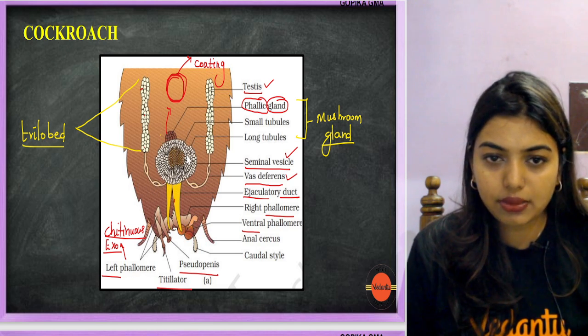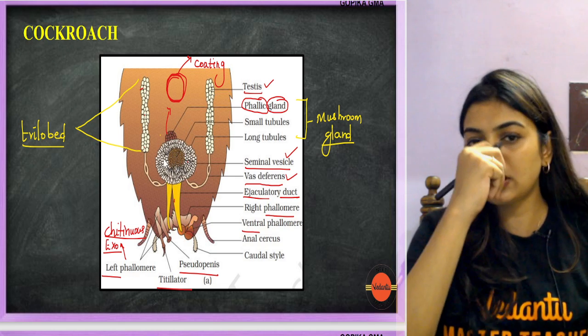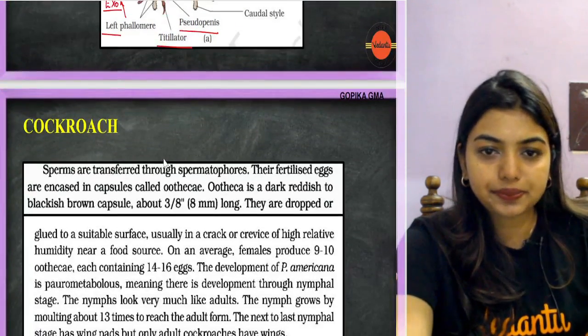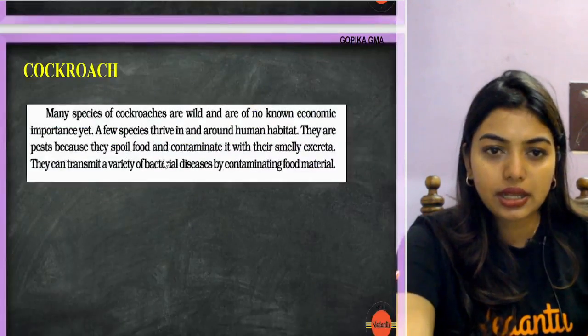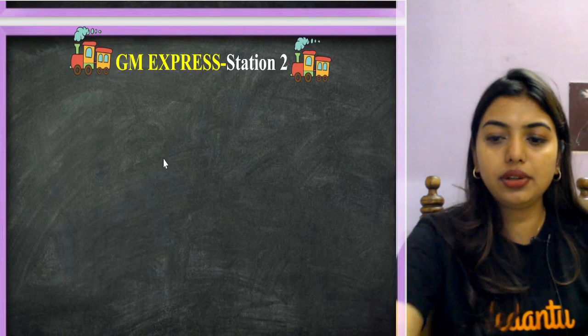These white ones are the long tubules, the sunflower kind of structure. Here, those are the short tubules. So what you need to remember is these things. Now, let's go here.